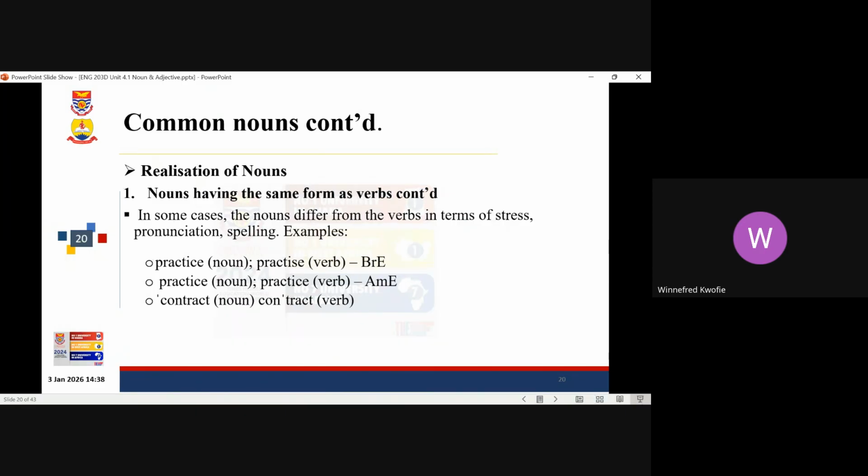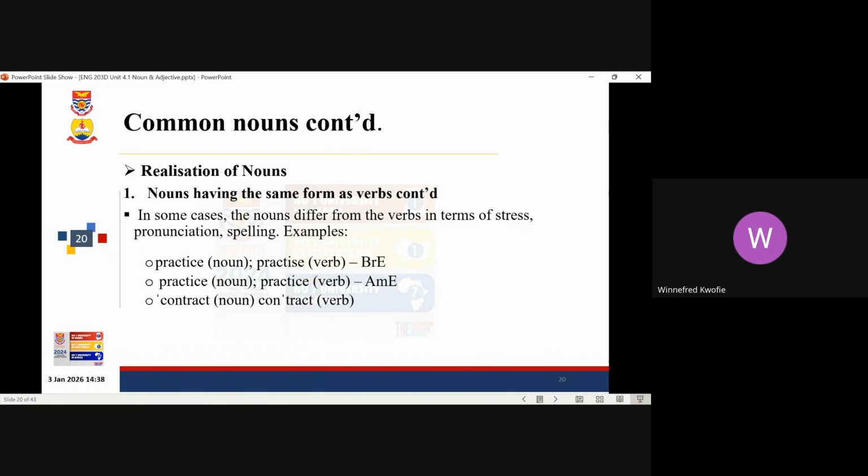Contract. So you see that when it is a noun, look at the third example. Look at where the stress is. In the first word, the stress is on the first syllable, contract, and that is a noun. But when it is used as a verb, the stress is on the second syllable, contract.